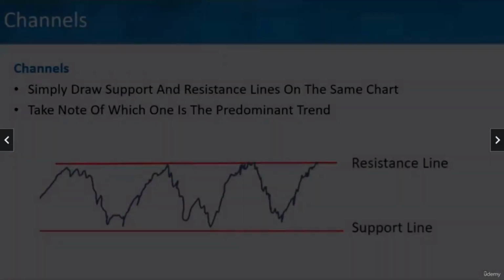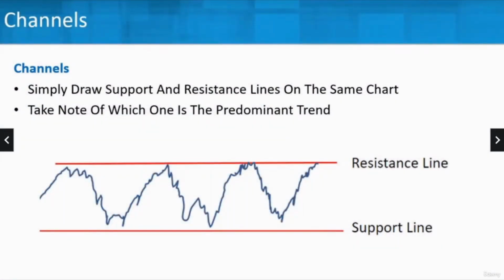Let's talk about channels, and channels can provide some good opportunities for trading, as far as trading within the channel and also recognizing when a channel pattern is going to be broken out of. And a channel, as far as trend lines, is simply drawing the support and resistance lines on the same chart. When we were doing downtrends, we're connecting things. We're doing uptrends, we're connecting things. We're now putting those support and resistance lines in the same chart.